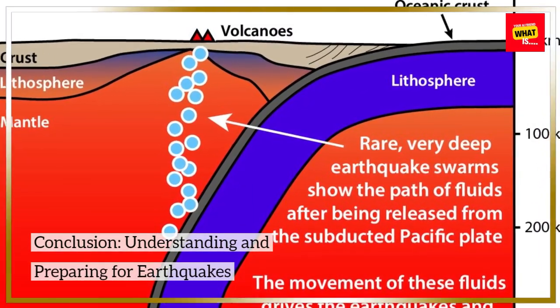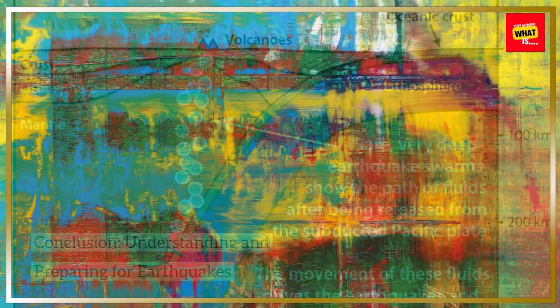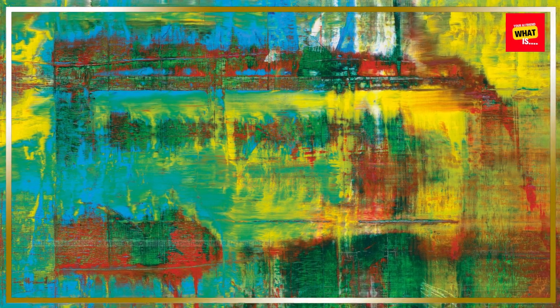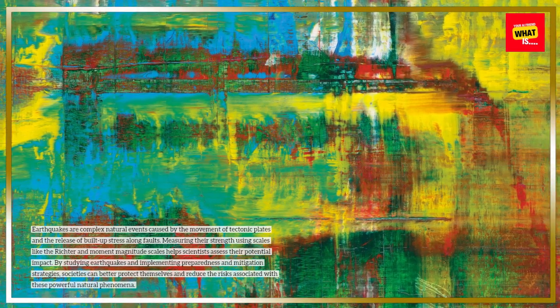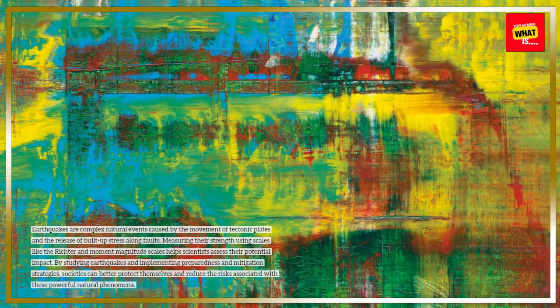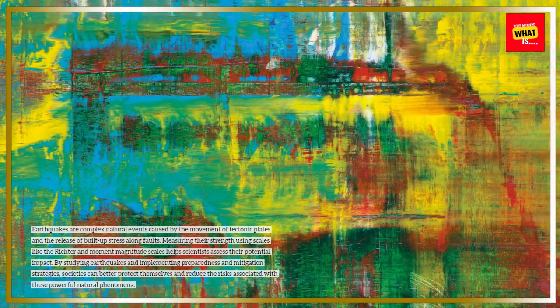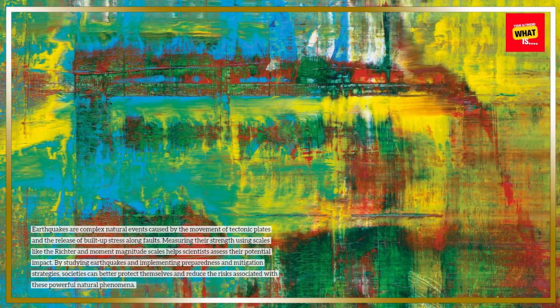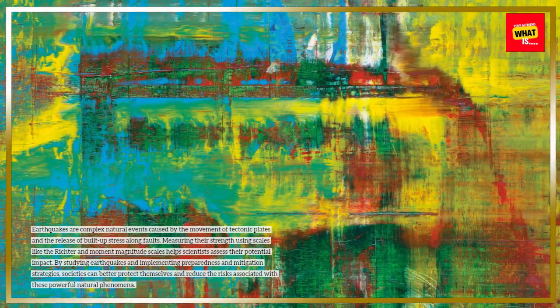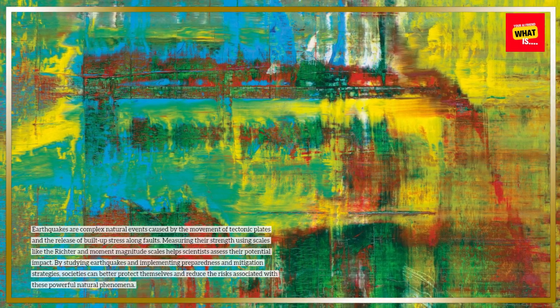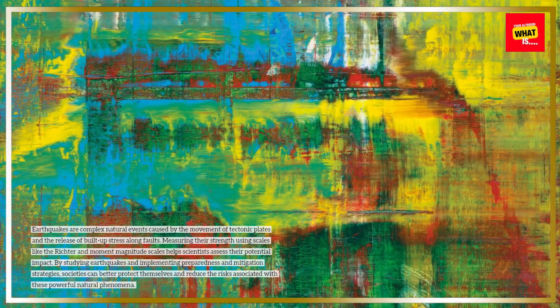Conclusion. Understanding and preparing for earthquakes. Earthquakes are complex natural events caused by the movement of tectonic plates and the release of built-up stress along faults. Measuring their strength using scales like the Richter and moment magnitude scales helps scientists assess their potential impact. By studying earthquakes and implementing preparedness and mitigation strategies, societies can better protect themselves and reduce the risks associated with these powerful natural phenomena.